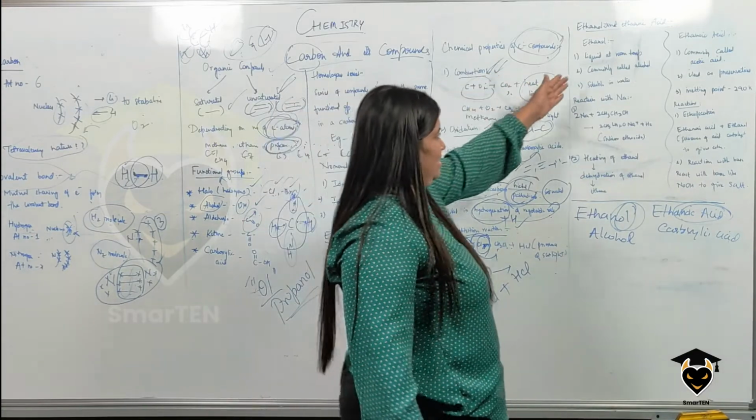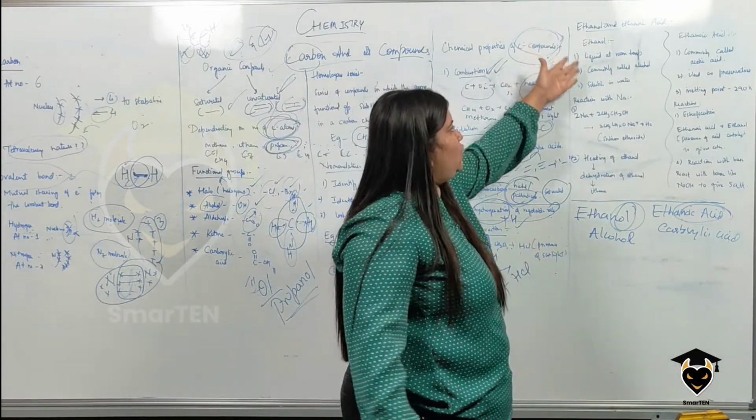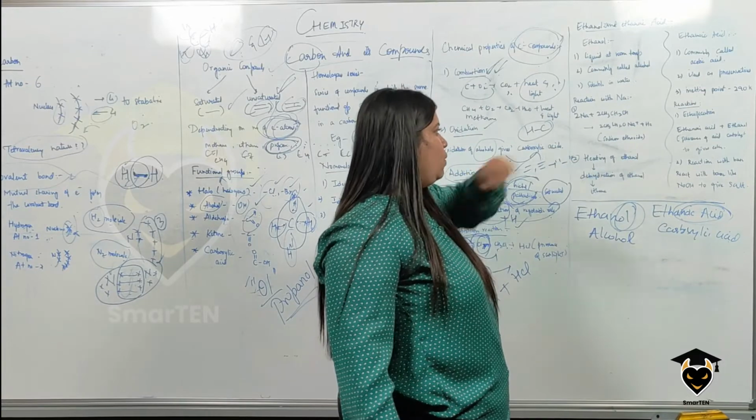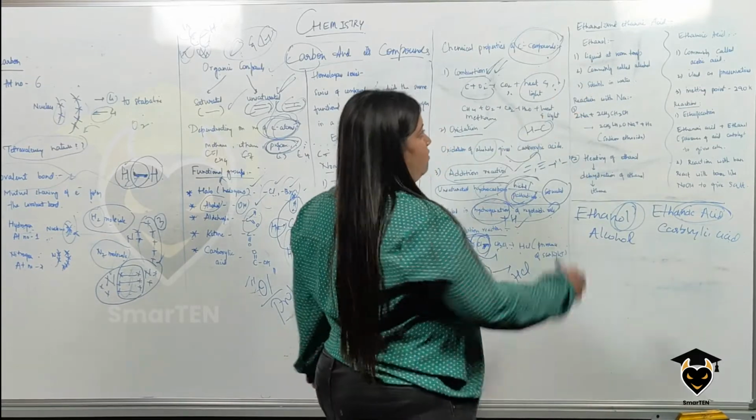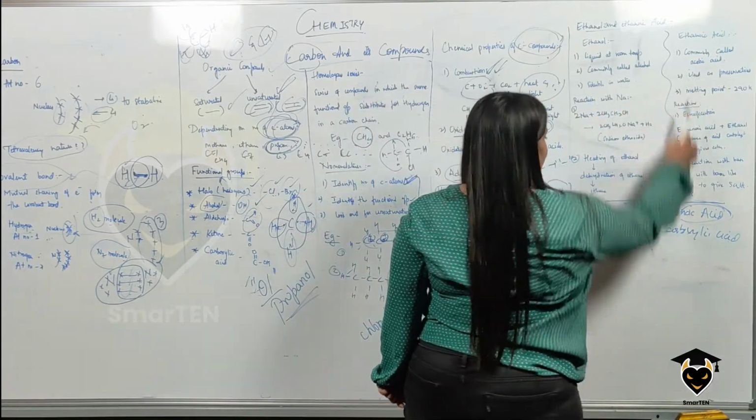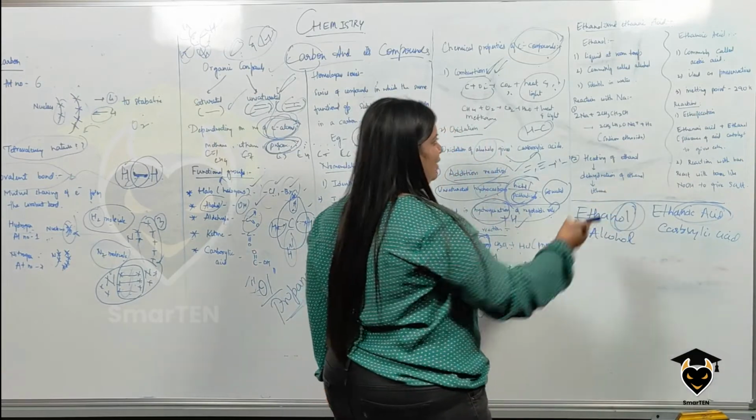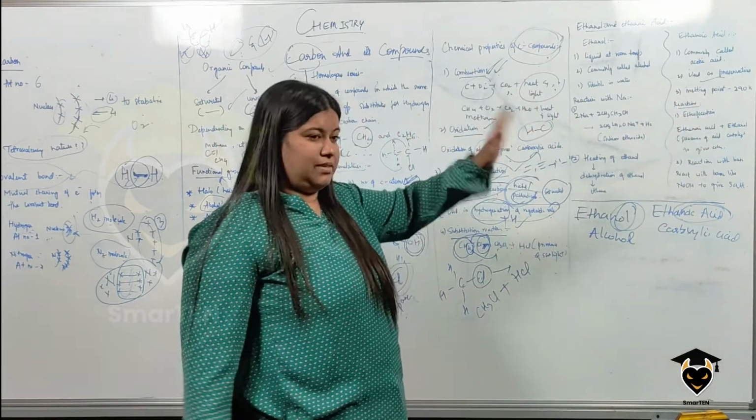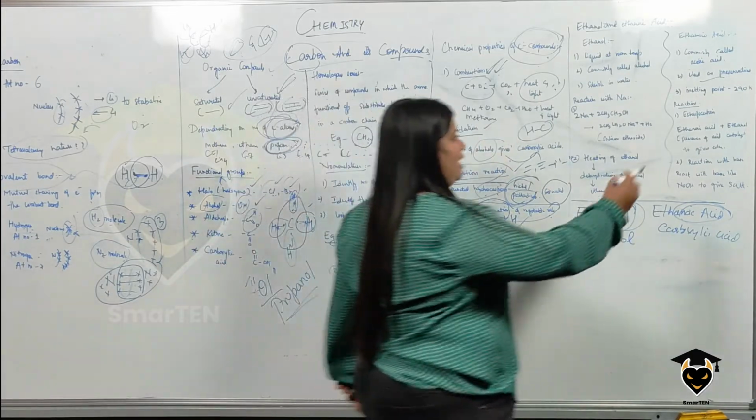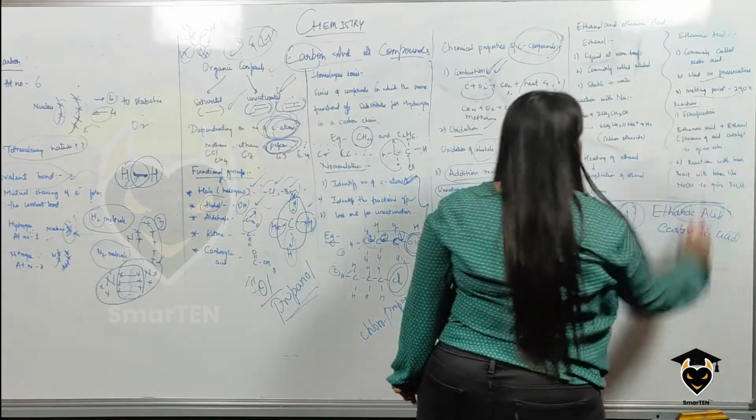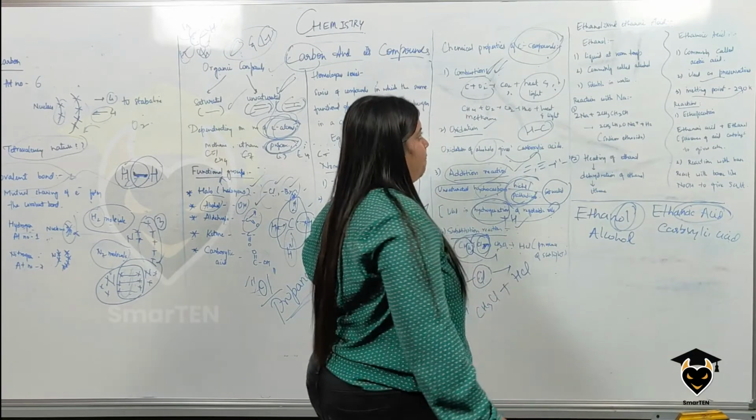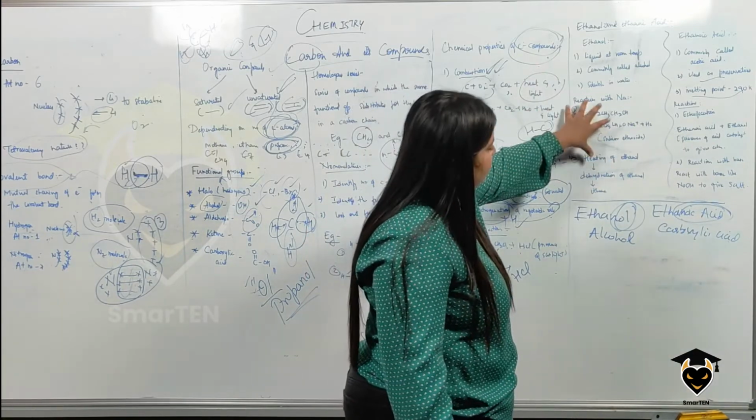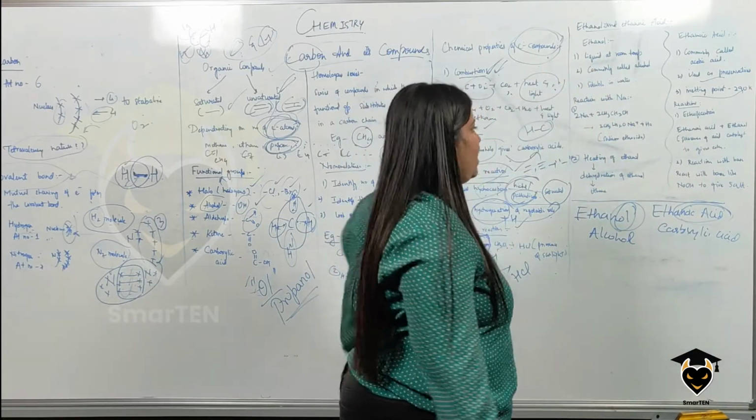So ethanol, it's liquid at room temperature. It is commonly called alcohol, that's what I told you. It is soluble in water. Whereas your ethanoic acid is commonly called acetic acid or carboxylic acid. It is used in preservatives. So mainly it is used in preservatives, and the melting point of your ethanoic acid is 290 Kelvin. Now let us look at some of the reactions of ethanol and ethanoic acid.